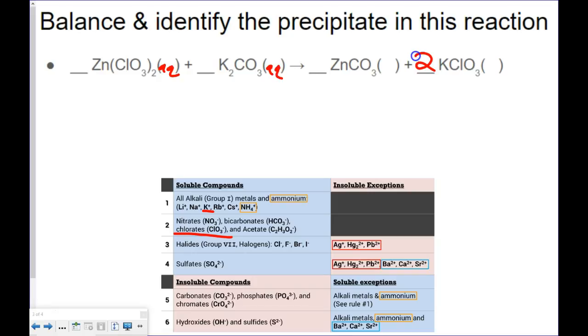Then we're left with zinc carbonate and potassium chlorate. Well, we know that carbonate is going to be insoluble with these exceptions. That's not one of them. And potassium, I don't even need to read the rest. I know that that one is going to be the aqueous. So this means that my zinc carbonate right here is going to be the precipitate in this particular reaction.